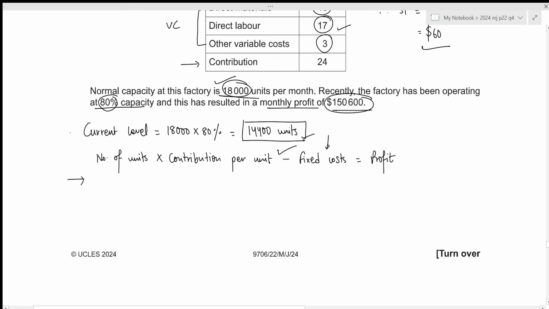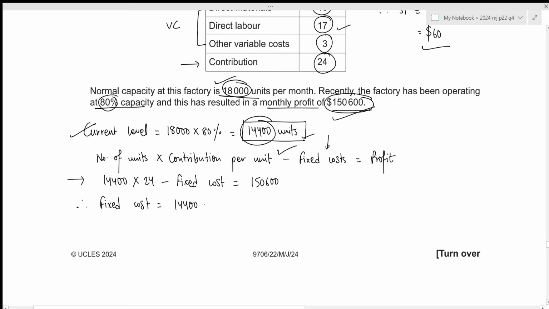So the number of units is the current level, which was 14,400 units. The contribution per unit is given to be 24. We don't know the fixed cost. And the profit is given to be 150,600. So the fixed cost in this case will be equal to 14,400 times 24 minus 150,600. This results in the value of 195,000.